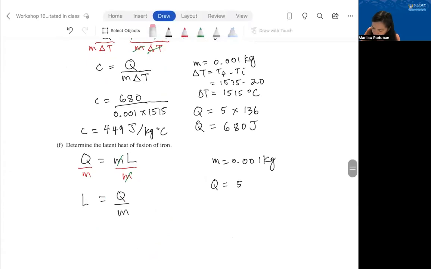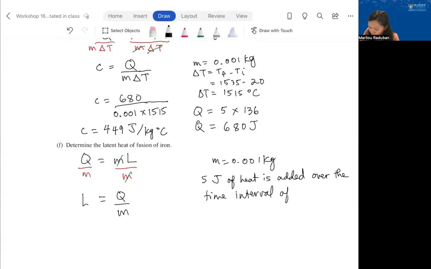So we can write down here, 5 joules of heat is added over the time interval of 190 minus 136 seconds, right? That's a time of 54 seconds. Okay, does that make sense?